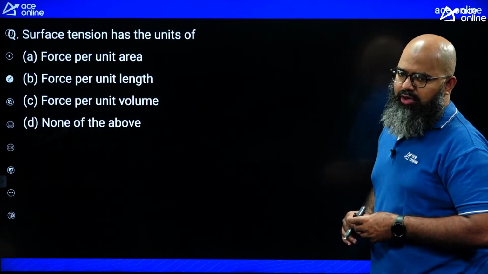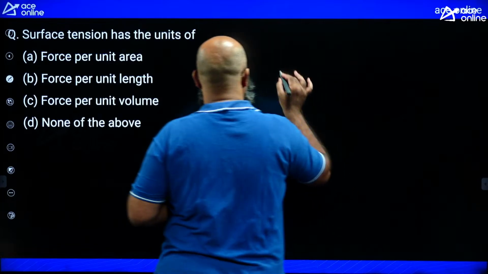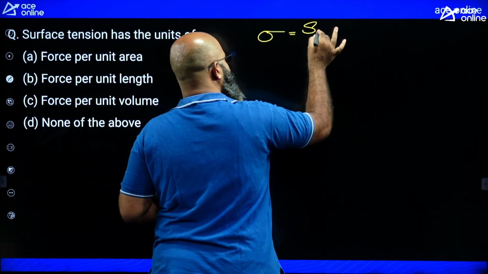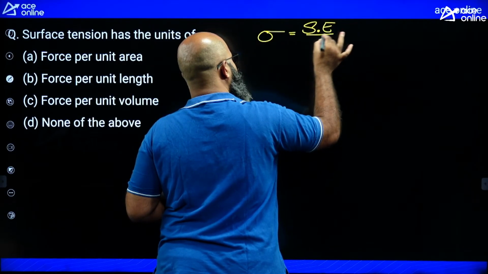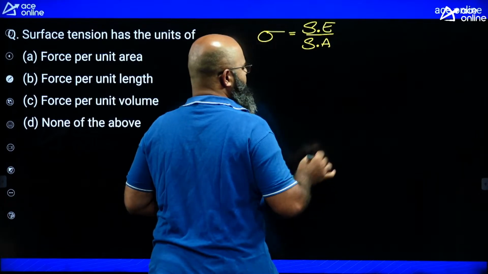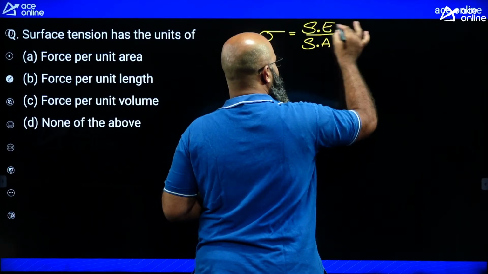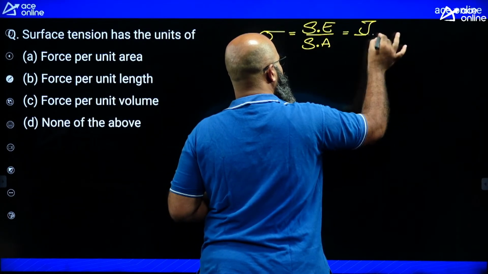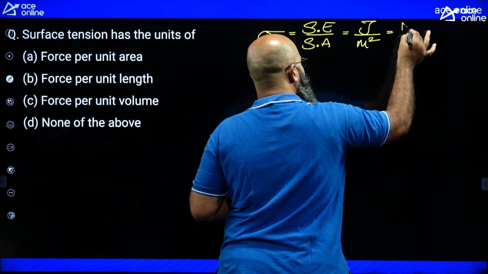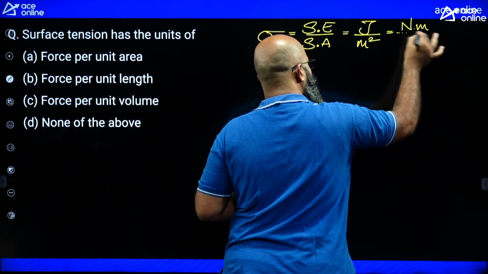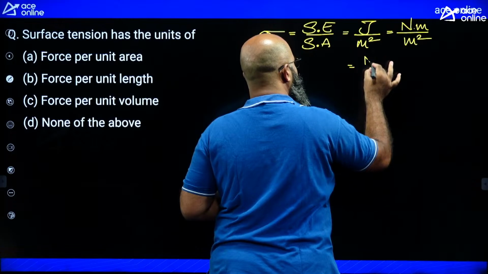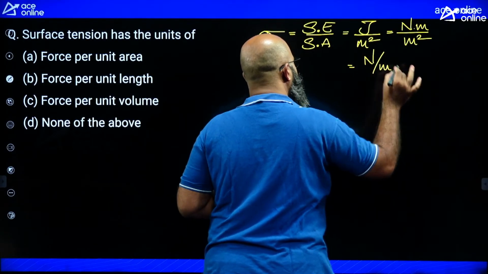Surface tension has what units? Now recall, surface tension has two formulas basically. Surface tension is surface energy per surface area. This is one formula for surface tension. Surface energy per surface area basically means what? Energy has the units of joule, area has a unit of meter square. Joule is also equal to Newton meter divided by meter square. Therefore, it has also a unit of Newton per meter.